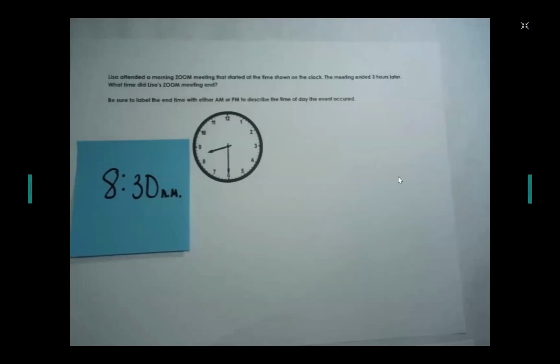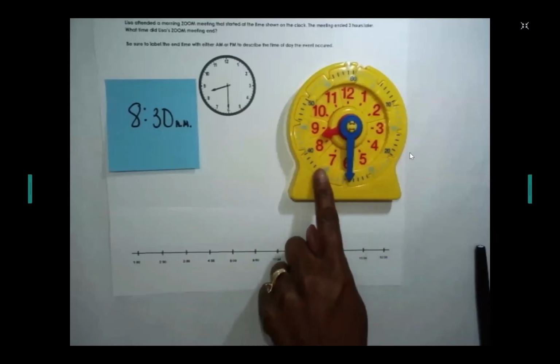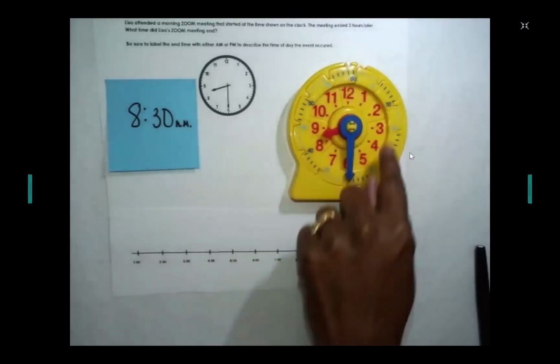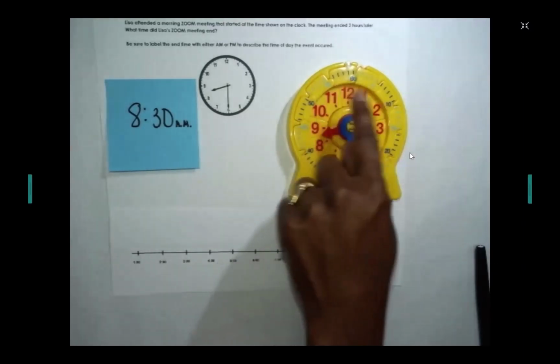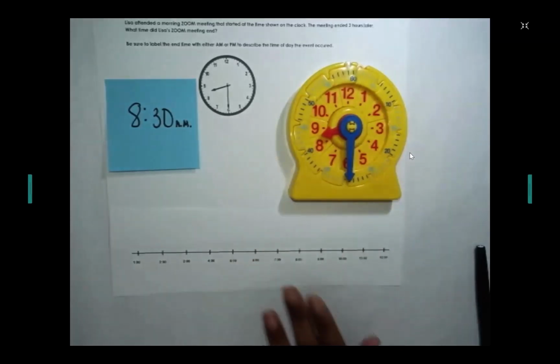Now that I know what time Lisa's meeting started, 8:30 AM, I need to determine what time the meeting ended by measuring and finding out the elapsed time to find the actual end time of Lisa's meeting. As we have learned before, the clock and the numbers on the clock are exactly like a round number line. So we're going to use that information to help us calculate the elapsed time or find the end time in our problem today.